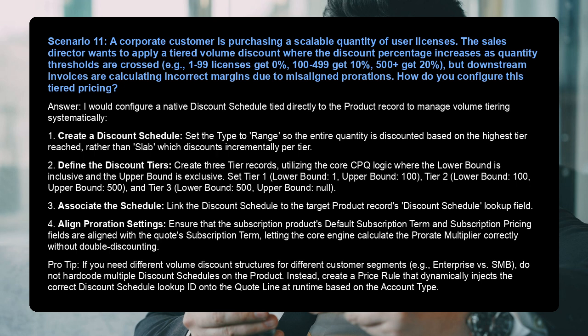3. Associate the schedule. Link the discount schedule to the target product record's discount schedule lookup field. 4. Align proration settings. Ensure that the subscription product's default subscription term and subscription pricing fields are aligned with the quote subscription term, letting the core engine calculate the prorate multiplier correctly without double discounting. Pro tip: if you need different volume discount structures for different customer segments, for example, enterprise versus SMB, do not hardcode multiple discount schedules on the product. Instead, create a price rule that dynamically injects the correct discount schedule lookup ID onto the quote line at runtime based on the account type.